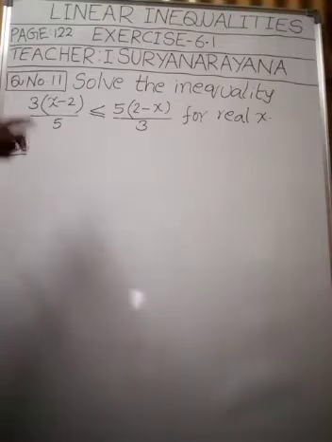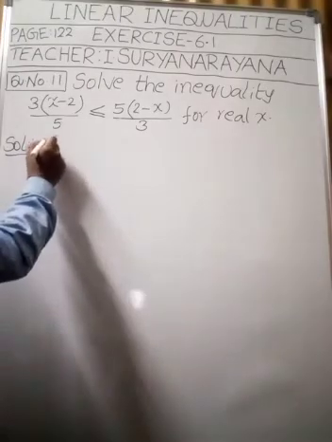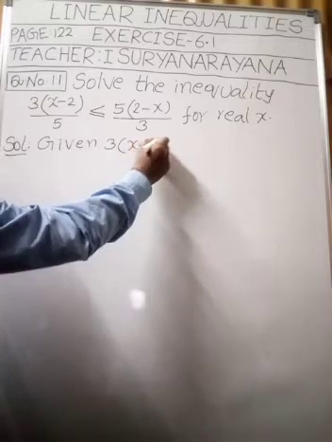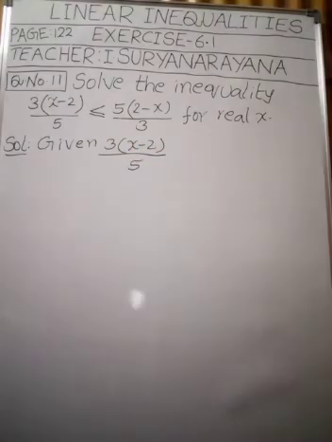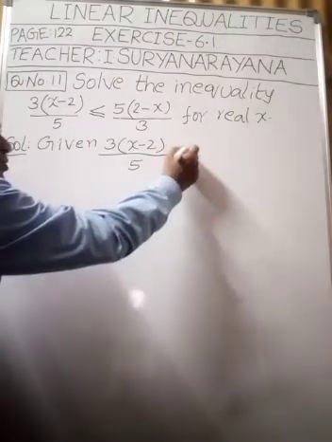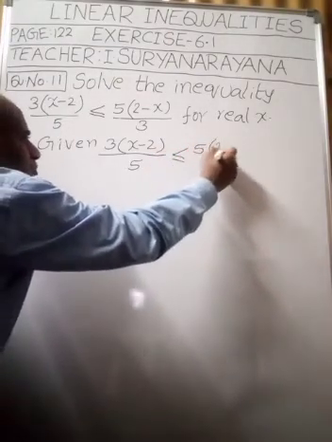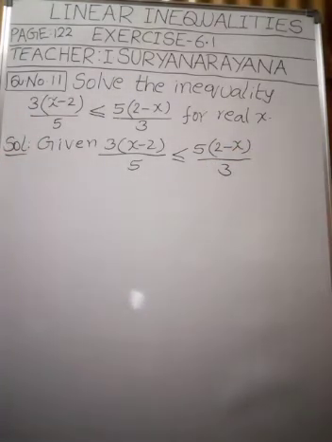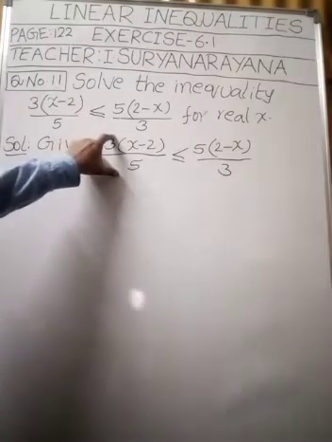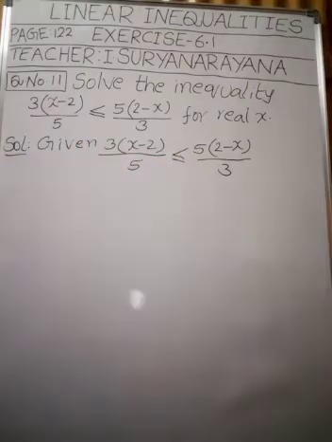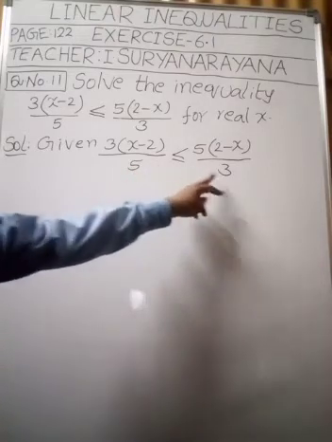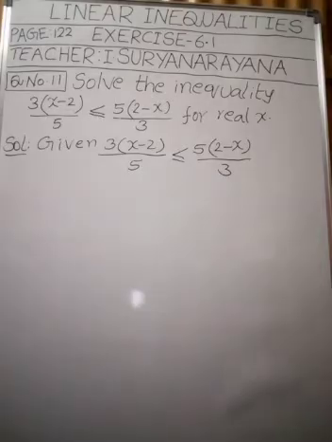Right. Let us take the given inequality: 3 into (x minus 2) by 5 less than or equal to 5 into (2 minus x) by 3. Okay, my children? If you observe here, LHS is a fraction and RHS is also a fraction. Now let us take the LCM of these two denominators. What is the LCM of these two numbers?